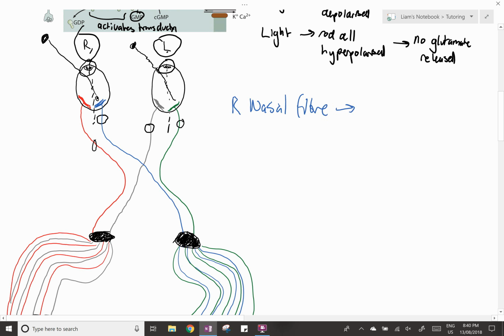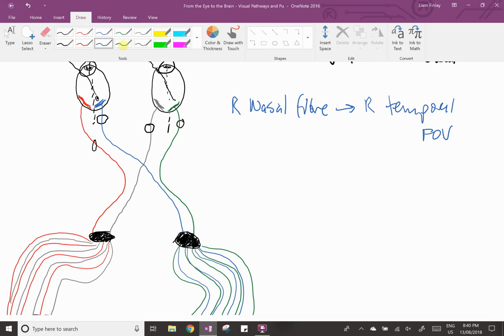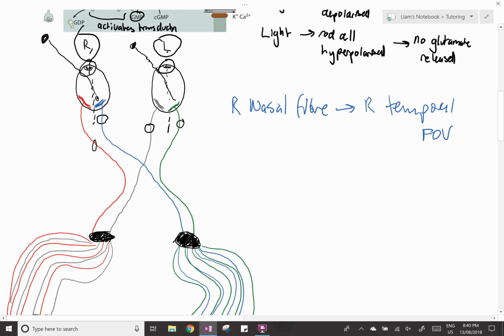and that is detecting our right temporal field of view. I'll just give you an example of each. We won't go through all of them, but likewise, our left temporal fiber has got our left nasal field of view. Okay.